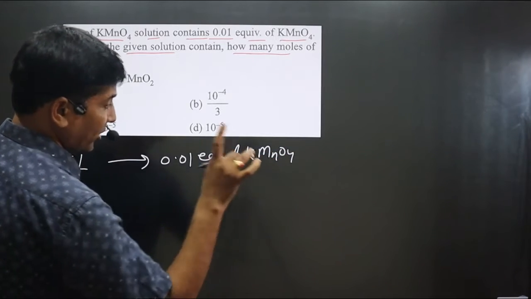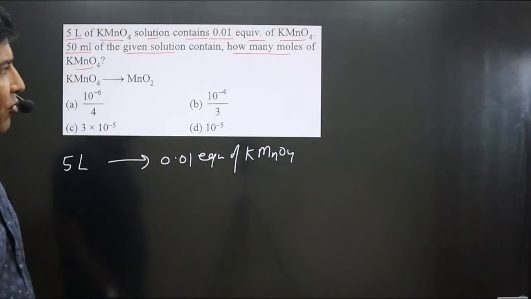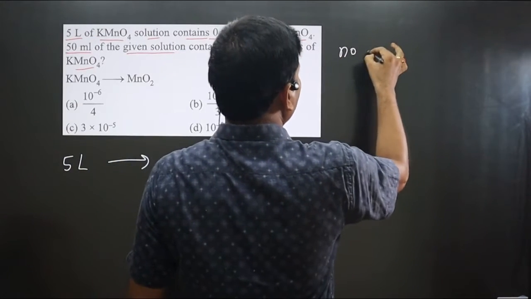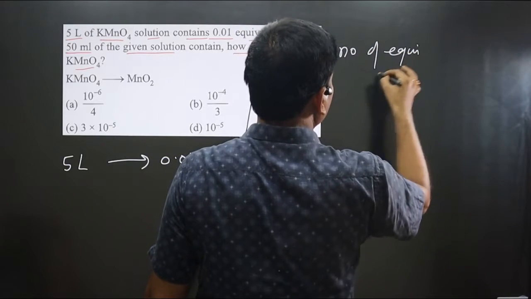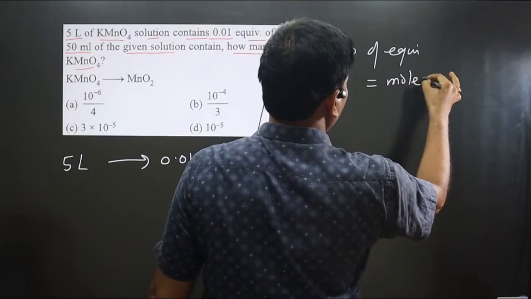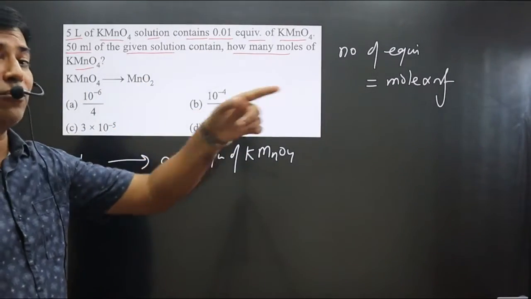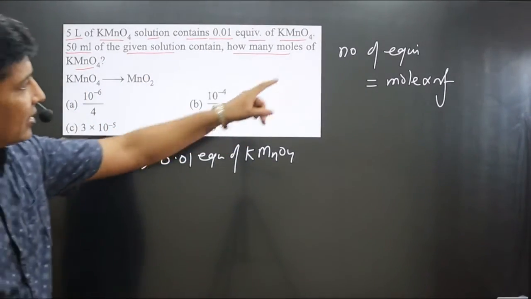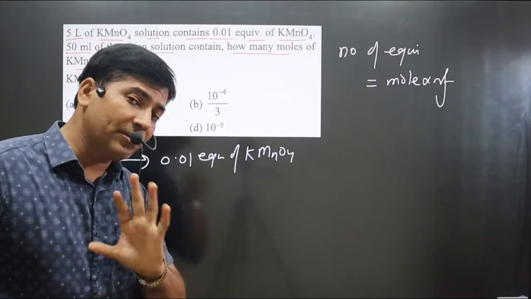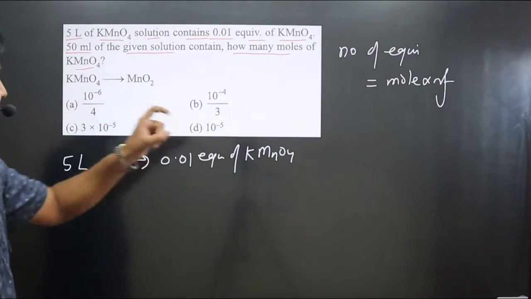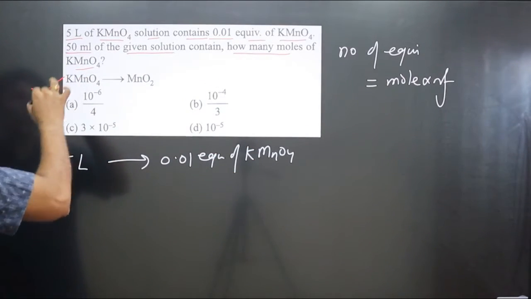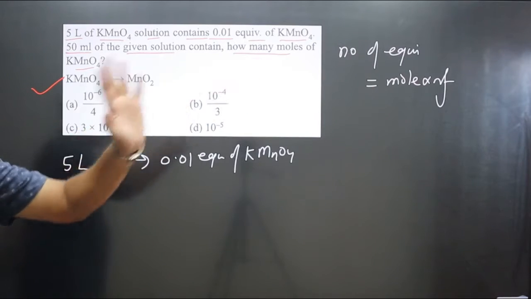Equivalence of KMnO4. Now pay attention carefully. Number of equivalence formula we have: number of equivalence is equal to mole multiplied by n factor. By using this formula we can calculate number of moles of KMnO4. Why? Because number of equivalence is 0.01. The n factor value we can calculate by using this equation, and then we can calculate moles.